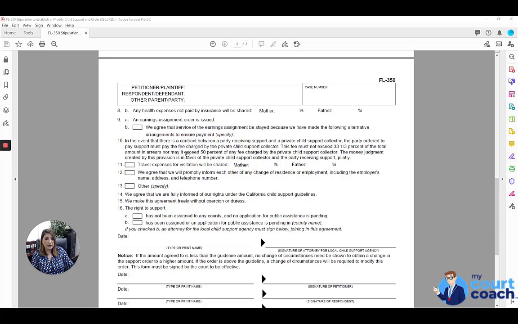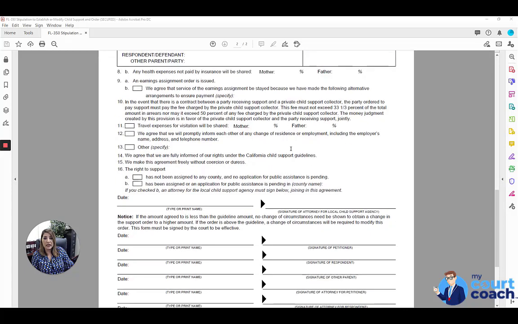Line 10, don't worry about this. This is just some mandatory language that is required in every child support order.